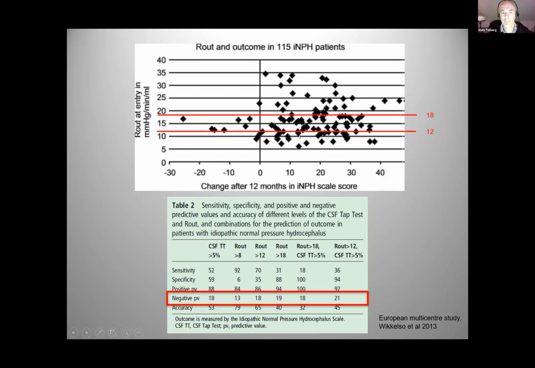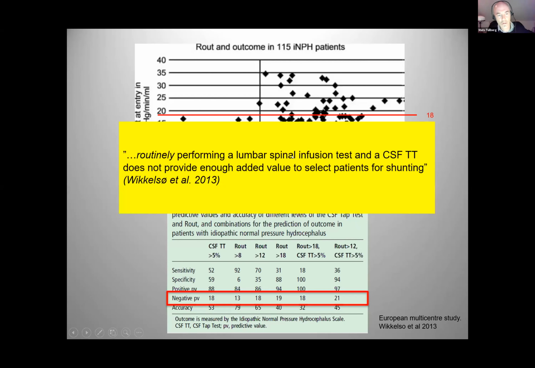And as you can see, a lot of patients improve with ROUT below 12. If you move the bar up to 18, you capture the patients that improve, but a lot of them with ROUT below 18 improve. And this gives a very low negative predictive value also for the lumbar infusion tests. So the conclusion of this paper was that routinely performing a lumbar spinal infusion test and a CSF TAP test does not provide enough added value to select patients for shunting.